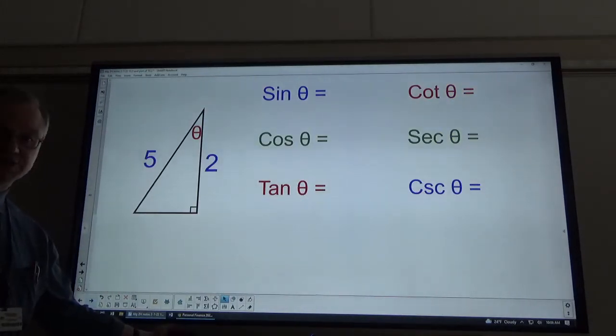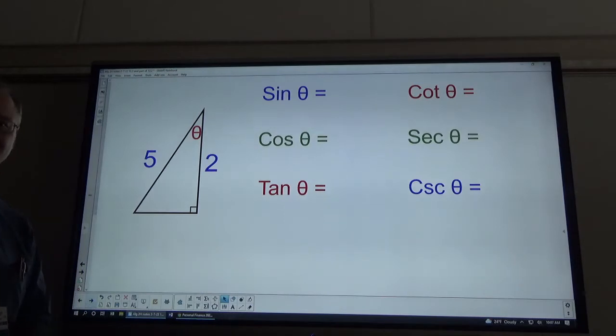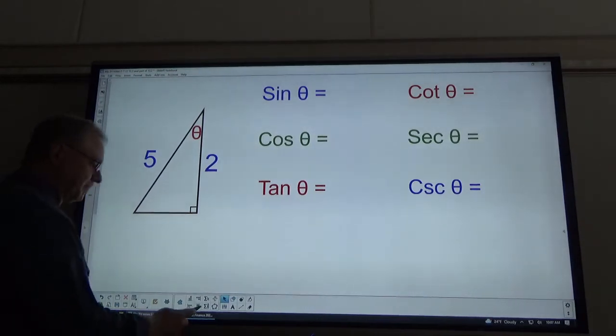See if you can do this one on your own, and then after you've unpaused the video, see if you can match what I've done. Hopefully you've done it correctly.